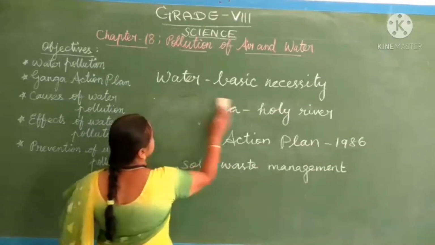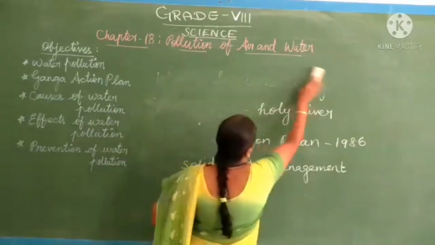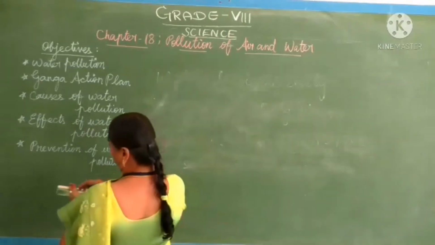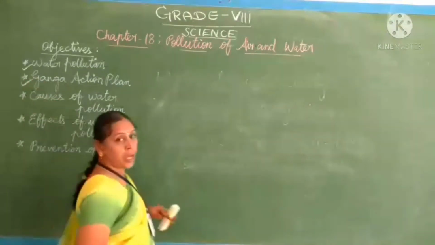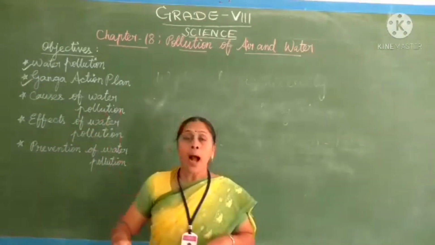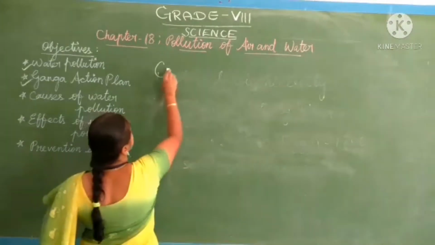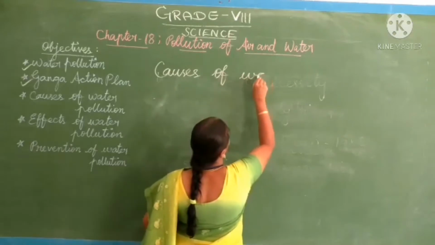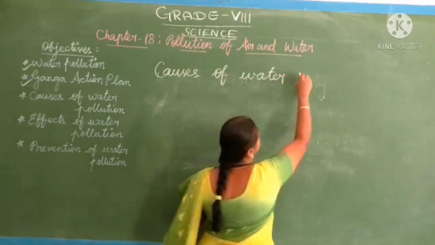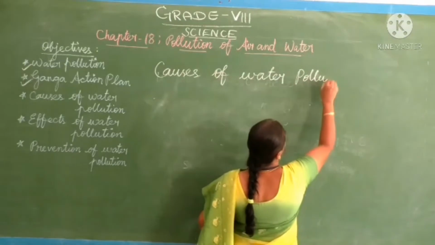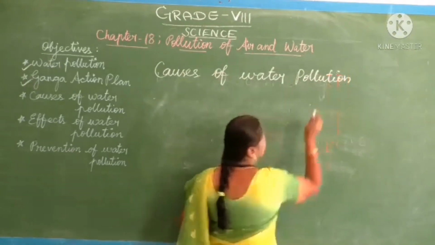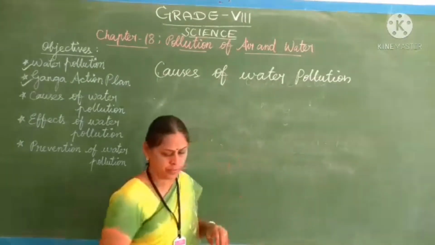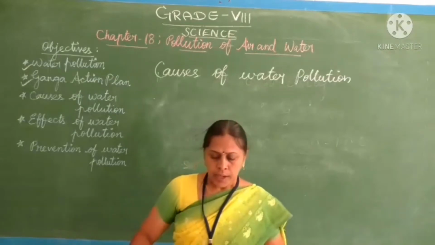Next one. So we saw about water pollution and Ganga Action Plan. Next one, causes of water pollution. The next topic we are going to see is causes of water pollution. What are the causes of water pollution?